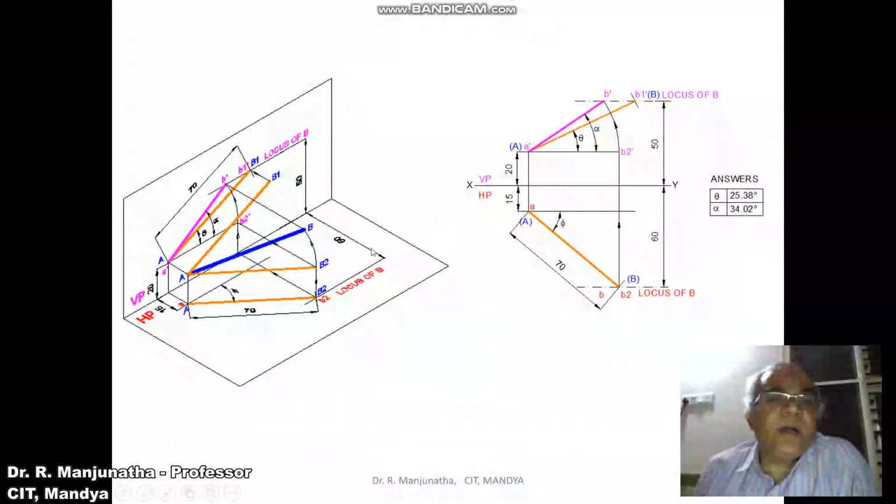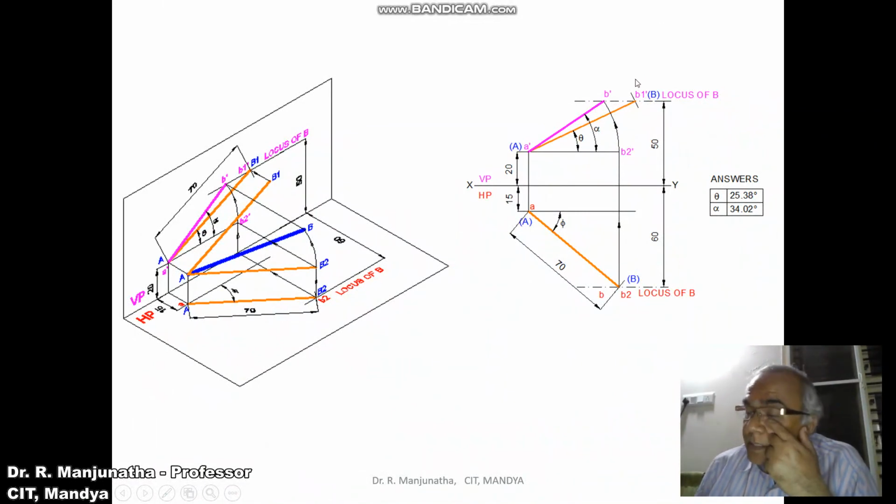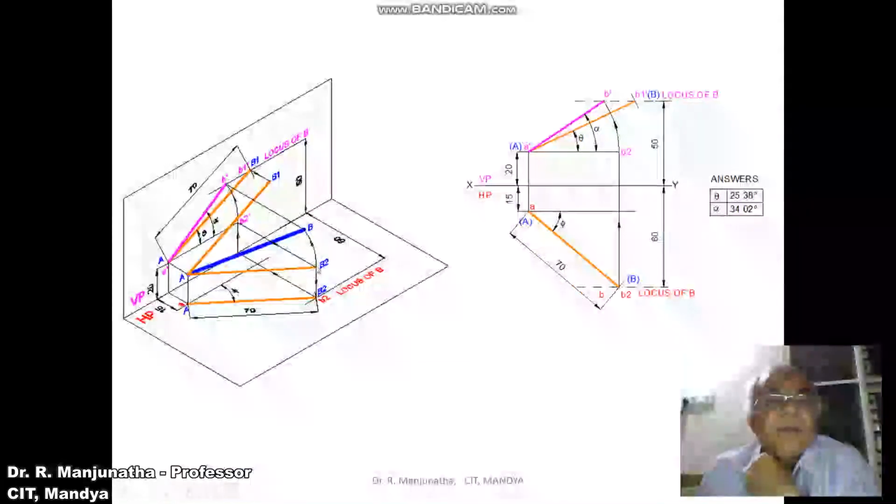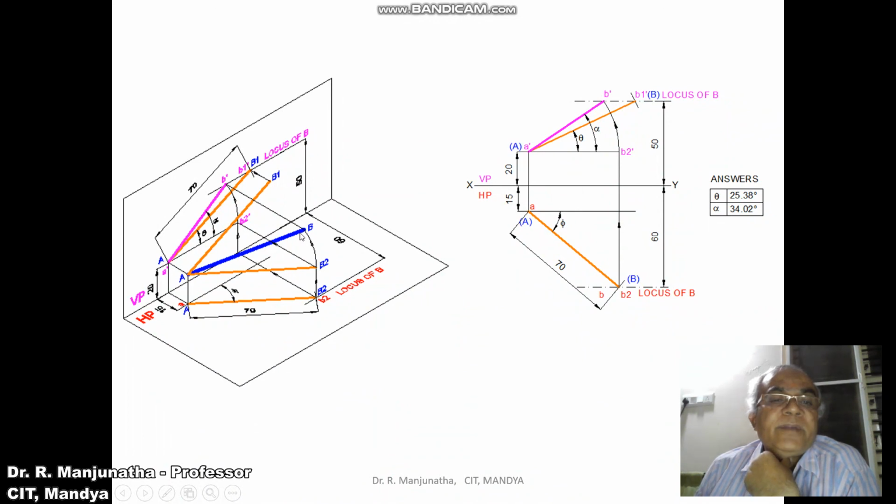Similarly, here we are now considering the front view. How to find the front view line and its inclination? For that we need to consider the top view true length. You are rotating the top view true length such that B2 is above HP by 20 mm. Rotate that B2 such that B will be above HP by 50 mm. When it is seen from the front view, that image is going to be on the locus of B here, so that you will get this line A dash B dash. So that is what we are doing here.